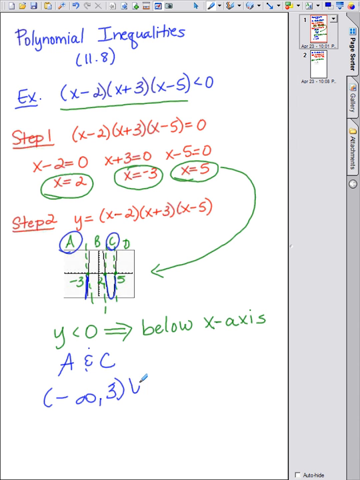Everything that is between 2 and 5, so that is (2, 5). Parentheses are used because we're not allowed to include those endpoints. That is, we cannot include where y is equal to 0, so we have to use parentheses. I'm going to show you one other way to present the solution, which is on a number line.